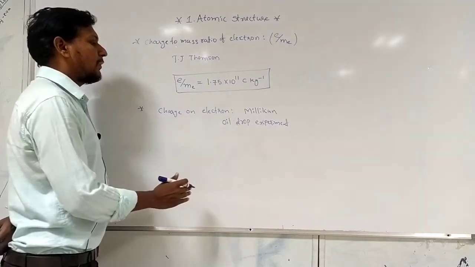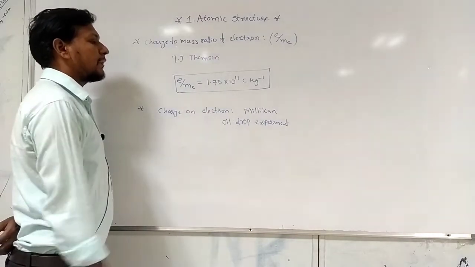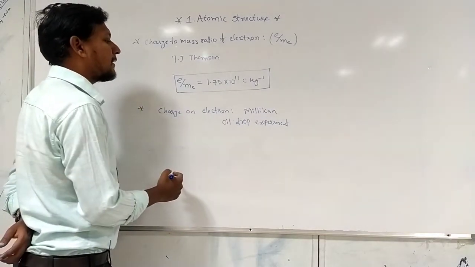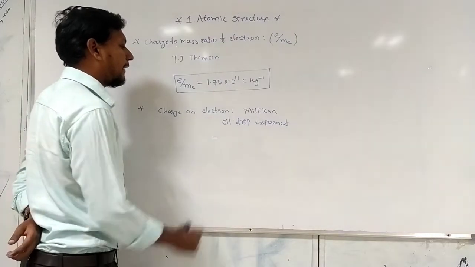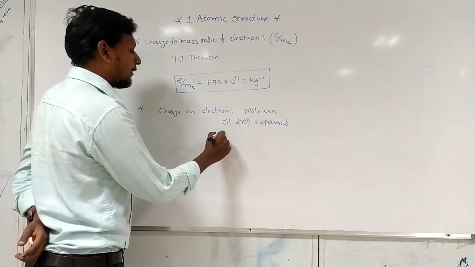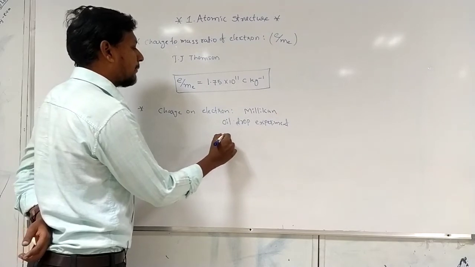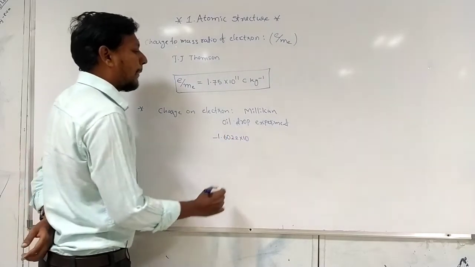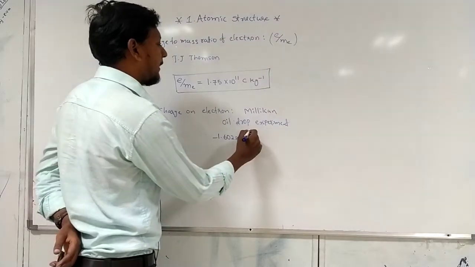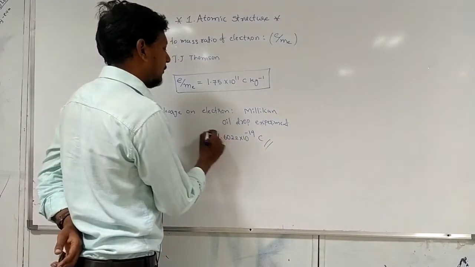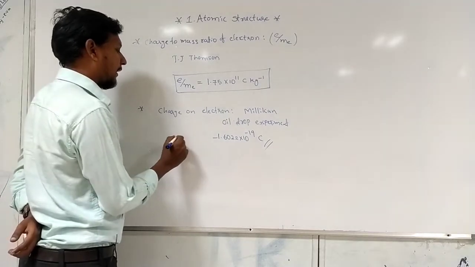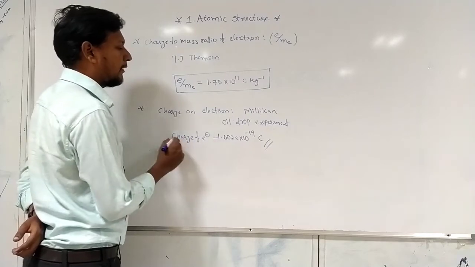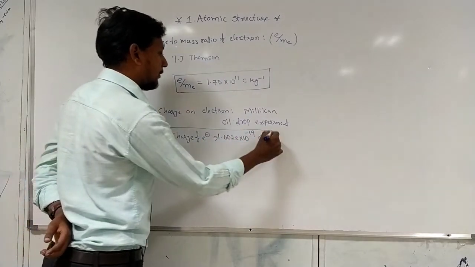Here the final value, how much charge is on the electron, is the important thing. The charge of the electron is negative, so I am taking minus. The final value is -1.6022 × 10^-19 coulombs. This is the charge of the electron. The electron symbol is e^-. You have to remember this.